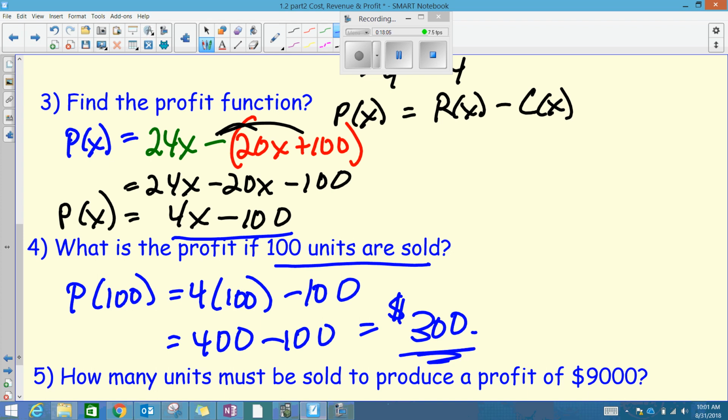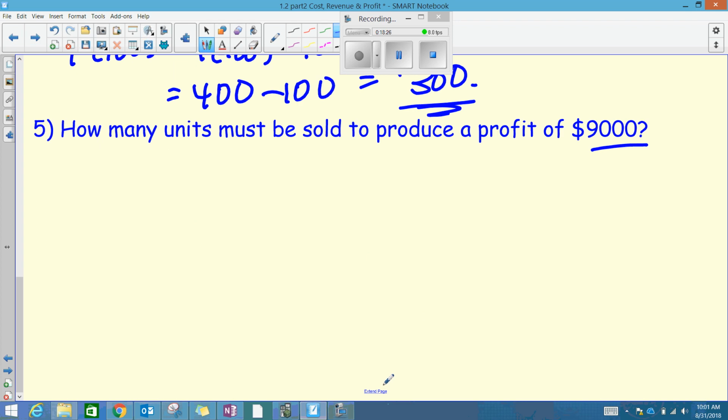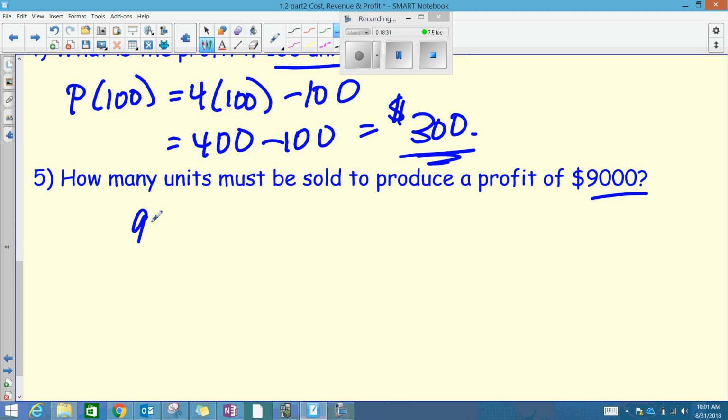Okay? Now, let's look at it a different way. So here we were given units and wanted to find out profit. Let's look at how many units we must sell to produce a profit of $9,000. So now we know we're going to make a profit once we sell 25 units, but we need to make $9,000. So let's find out how many units we have to sell in order to make that happen. So this is the Y value, right, of our profit equation. So we're going to say we need a profit of 9,000. So we're going to solve 4x minus 100 to find out what that x value needs to be.